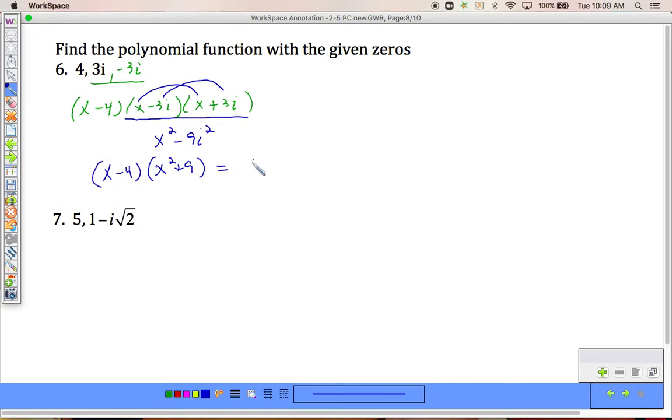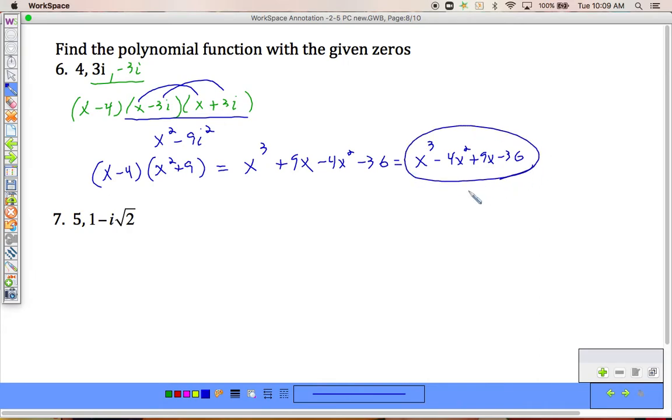I'm going to FOIL again. And I'm going to change the order to make it look better. You get x to the third minus 4x squared plus 9x minus 36. All right, so you can take it. Because I also have a -i, write your factors and solve.